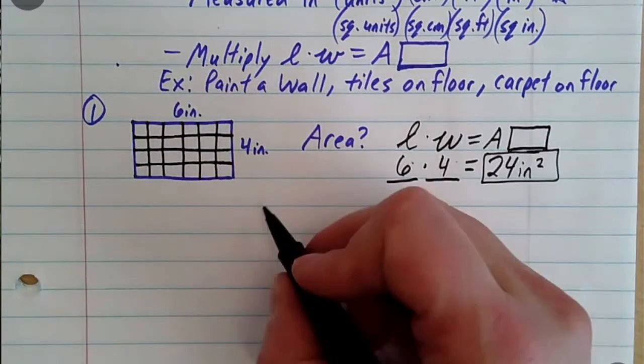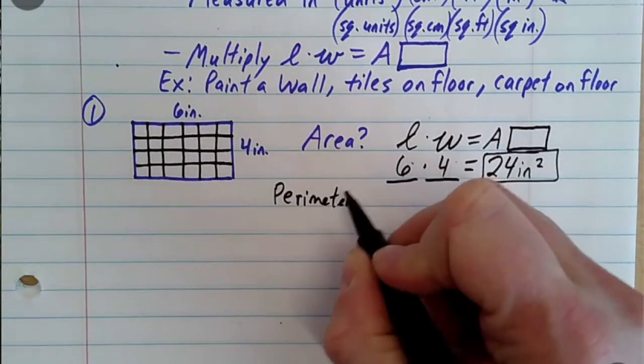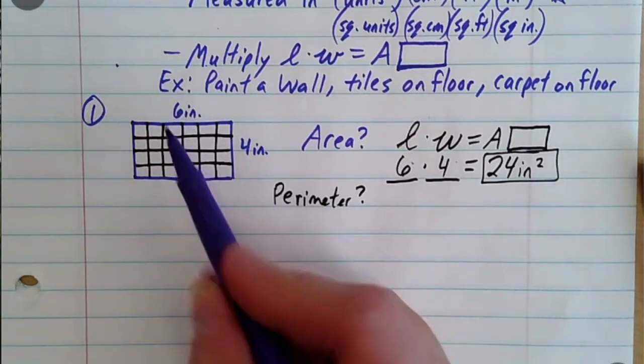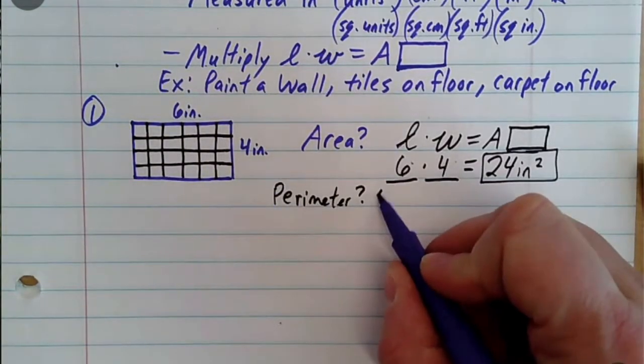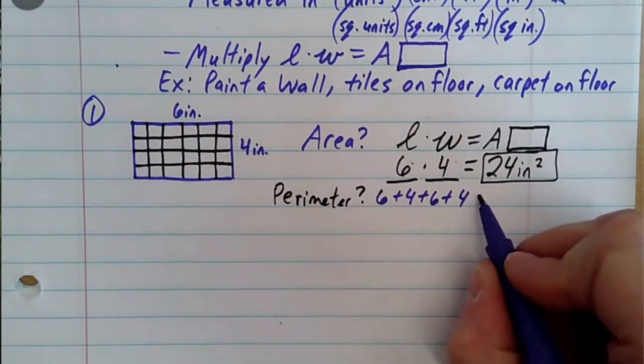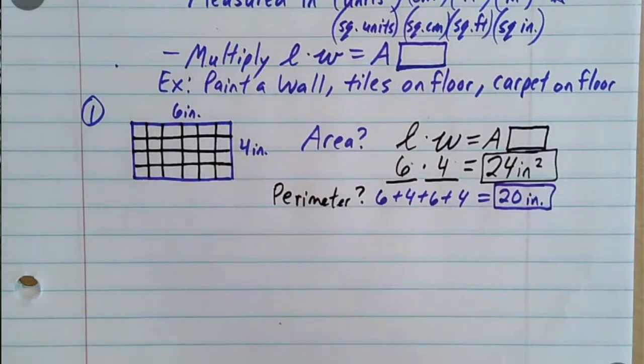What if I were to take this a step further and say, what is the perimeter of this shape? You need to remember perimeter is not 6 times 4, that was area. So perimeter is 6 plus 4 plus 6 plus 4, which equals 20 inches. And you label perimeter different than you label area.